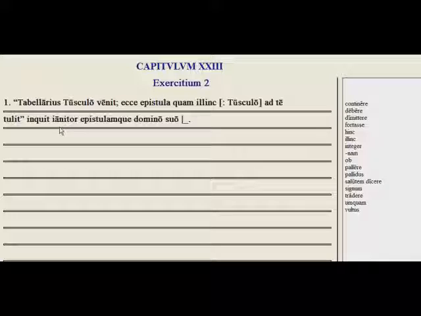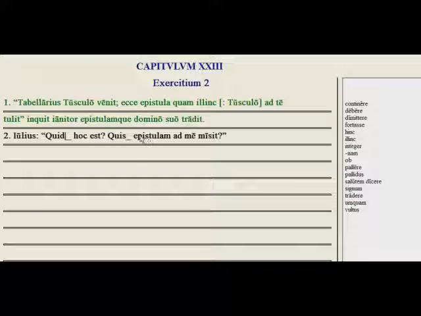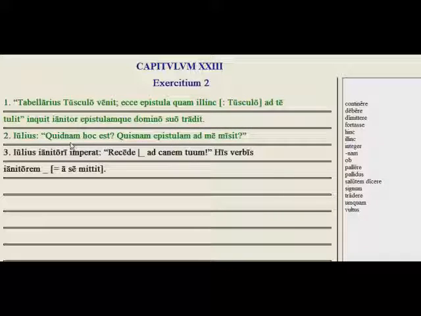Says the janitor, or the doorman, and he hands the letter to his master. The word we learned for to hand over here is tradit. He hands it over. And Julius says, "What in the world is this? Who in the world sent me this letter?" And the words for those we learned were quidnam and quisnam.